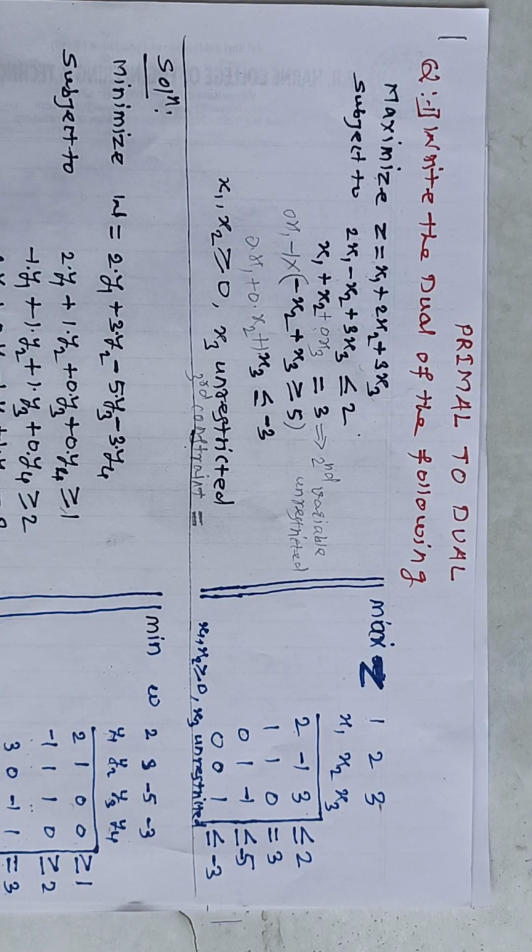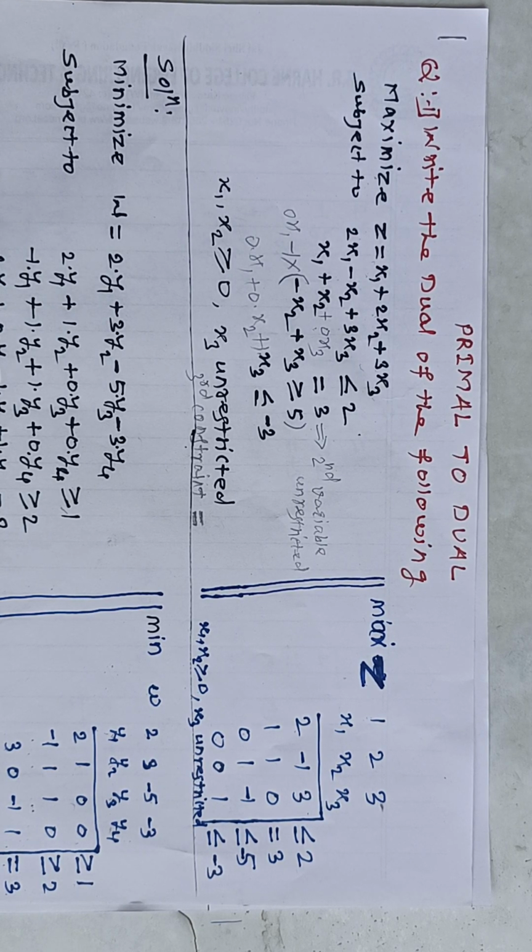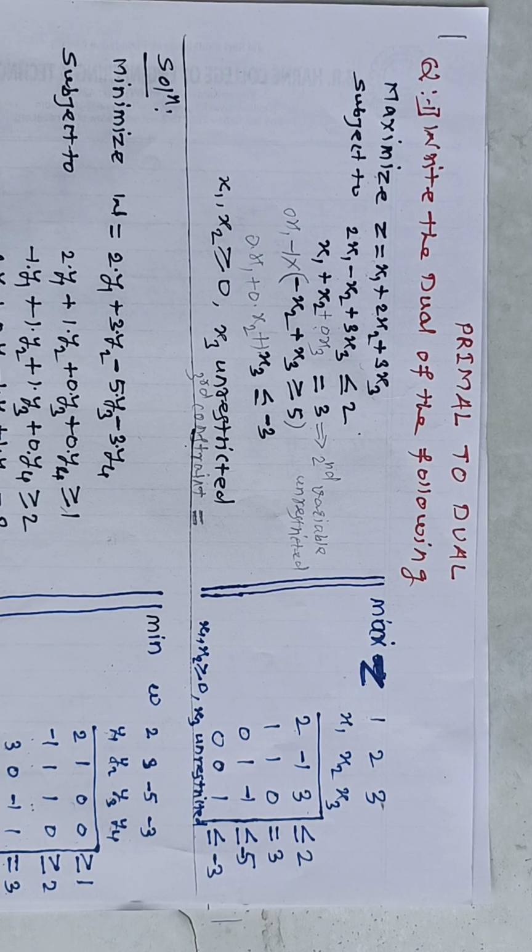Hello everyone, let us solve problems on primal to dual. Suppose the given sum is like this: write the dual of the following. This is question number 1.